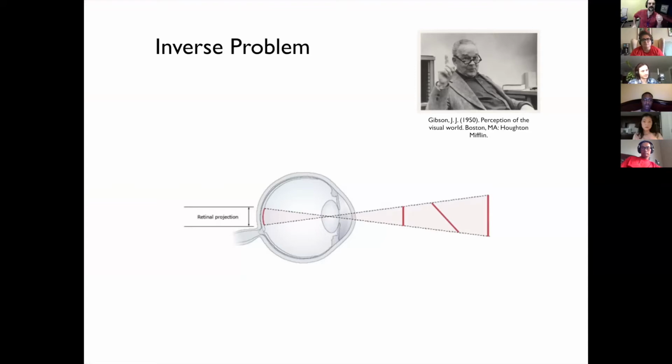This problem has been formulated in many different ways. One of them which is worth mentioning is by Gibson. We are even further back in time, not as far as ancient Greece, but 1950. Gibson coined the term inverse problem. The inverse problem is as follows. A retina is a two-dimensional surface, and the world is a three-dimensional entity. The optics work to create a projection of the three-dimensional world on a 2D plane.